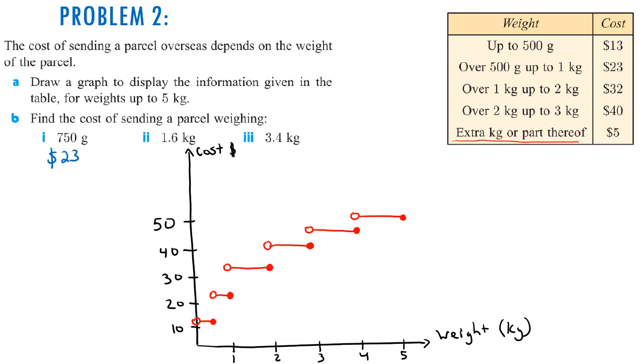1.6 kilograms is between 1 and 2, so that'll be $32. And then 3.4, so 3.4 is right here, that's at $45. And there you go.